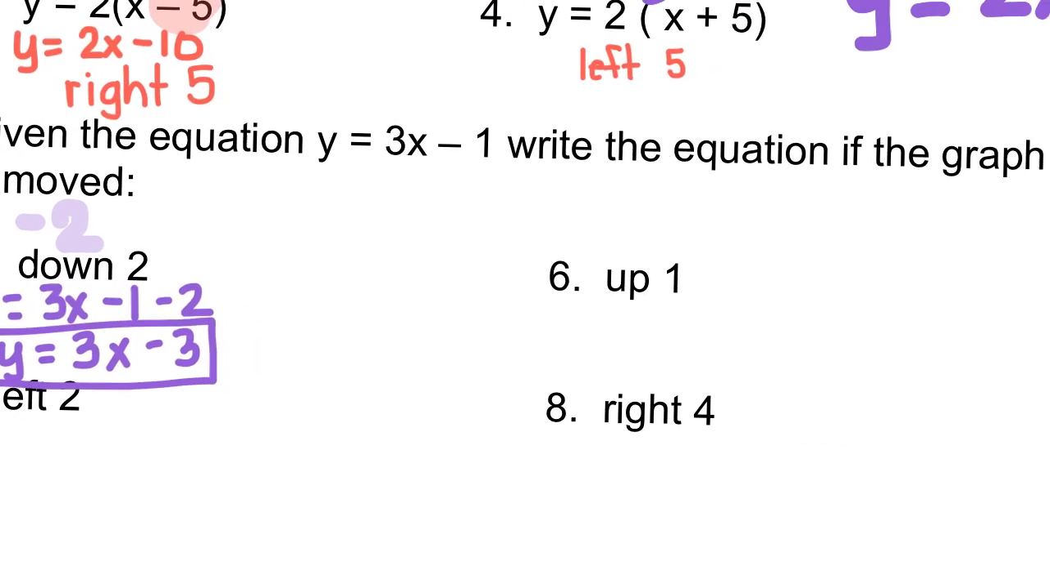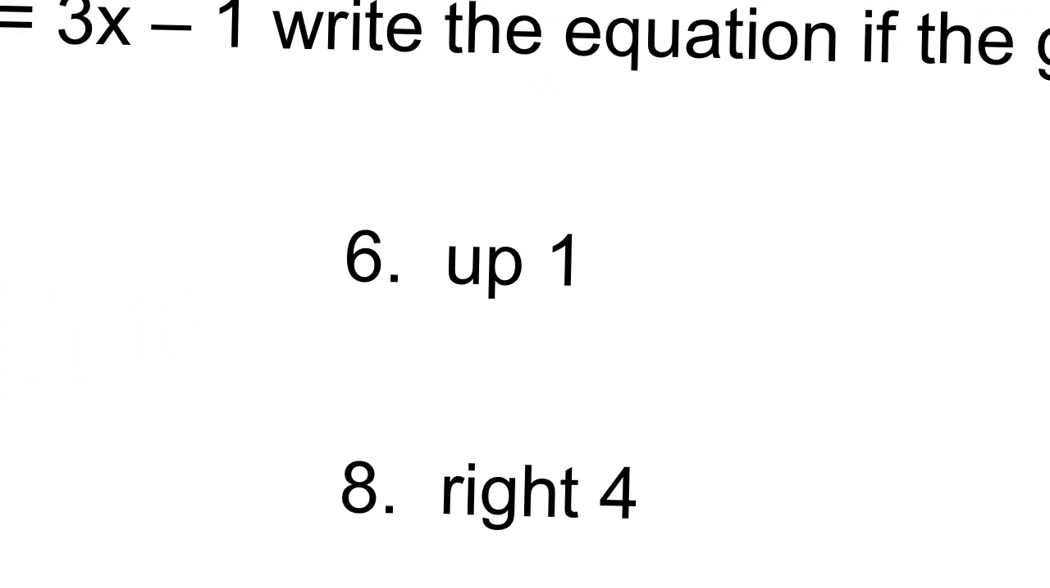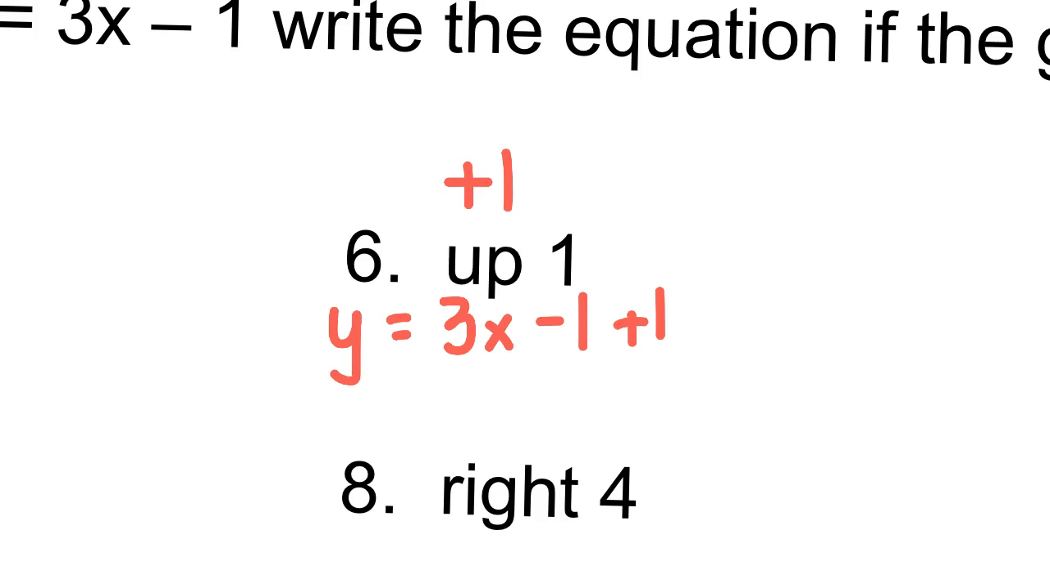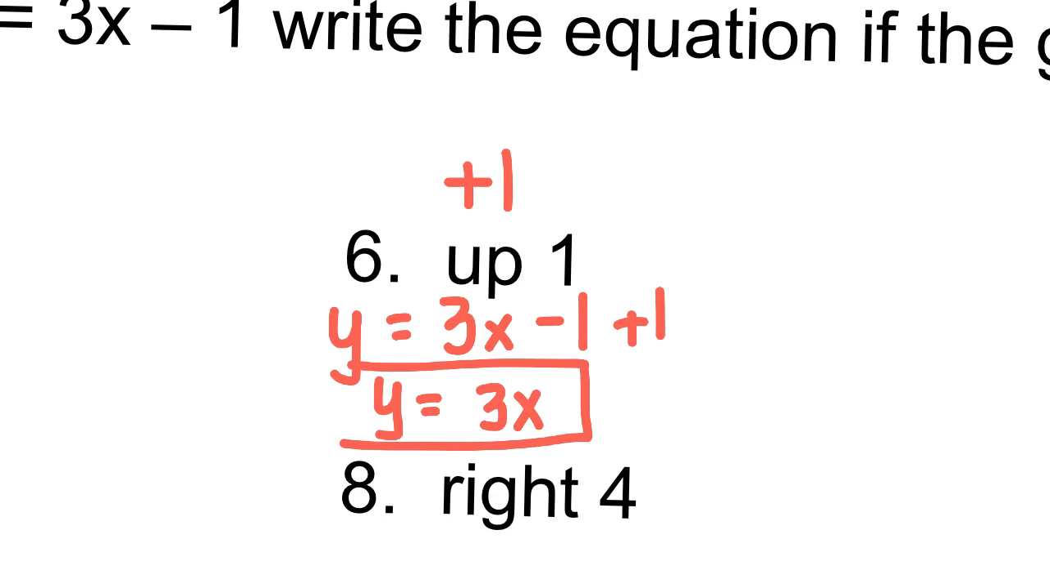Now predict what it would look like if we shifted the graph up 1. We'll take the original function, y equals 3x minus 1. If we shifted it up 1, we would add 1 outside of the parentheses, no parentheses. Now let's simplify it. Y equals 3x plus 0. Well, we wouldn't write the plus 0. We can see that that would be a proportional function.